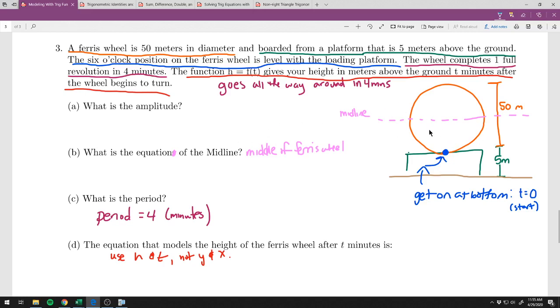Same thing for the amplitude. You can kind of see the heights here. The bottom is at 5 meters above the ground. The top is at 55 meters above the ground. But the amplitude is just really the radius of the circle, because it's how far we're going up to the top or bottom of the Ferris wheel from the middle. And the amplitude, since it's half of the diameter, it's the radius, it is 25.